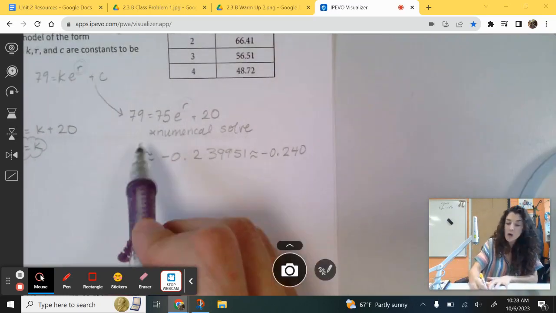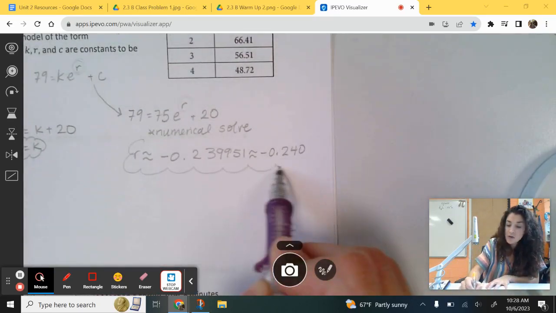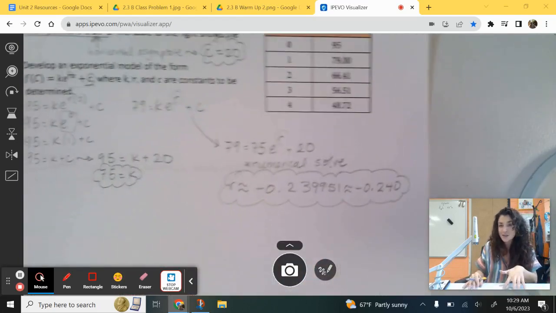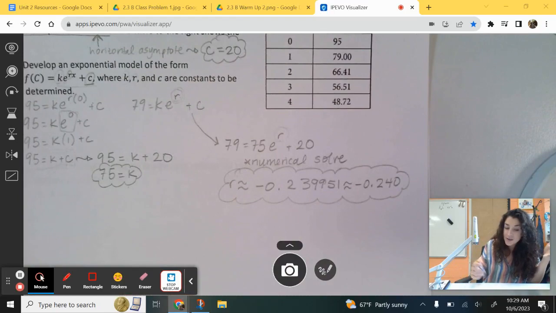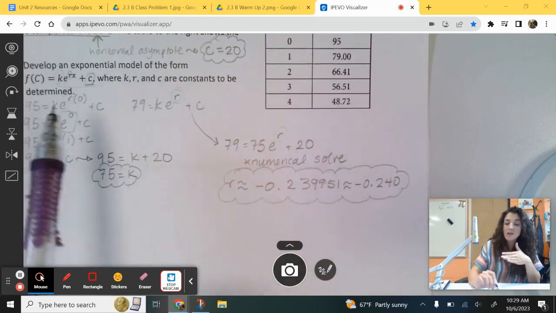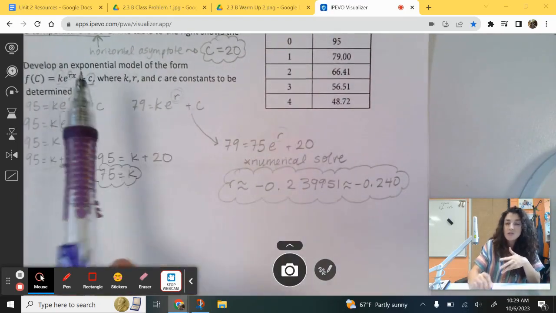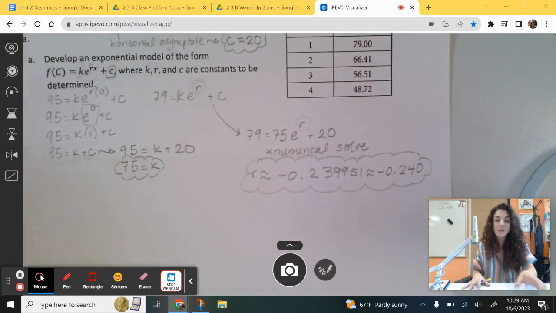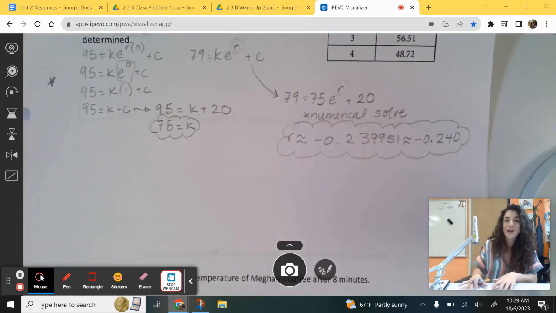Now that I've solved for all of these pieces, I've planned, I've solved, I now need to assess. Did I answer the question I was asked? So I look, develop an exponential model of the form this. So have I created the exponential model? No. In other words, I need to write the equation. The question is asking me to write the equation. I've done all the pieces that I need to do in order to write the equation, but let's make sure I actually answer this question I'm being asked.